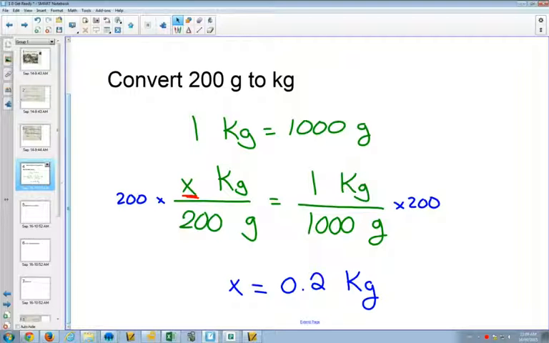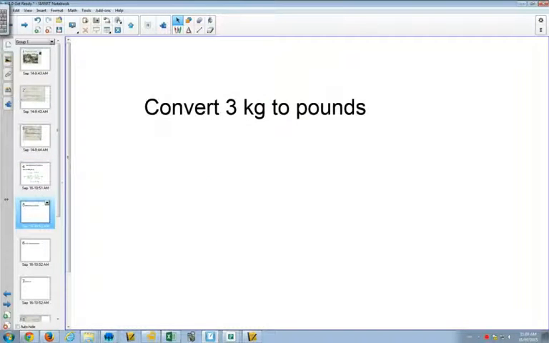Here is our second example. Can you convert 3 kilograms to pounds? And the first thing you're going to have to do is look through your formula sheet and see if you can find a relationship between kilograms and pounds.